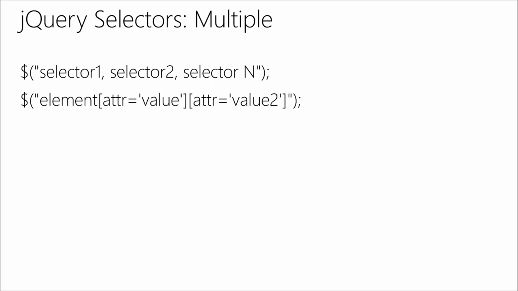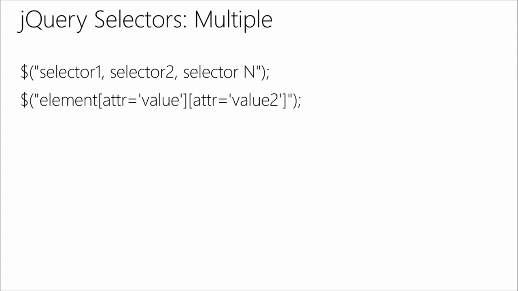Something else we can do with selectors: multiples. So instead of just one thing, we can select multiple elements out of the DOM. And we can do that easily enough with this kind of syntax, a dollar and then multiple selectors, comma separated. So any selector that we need to, from 1 on to n.